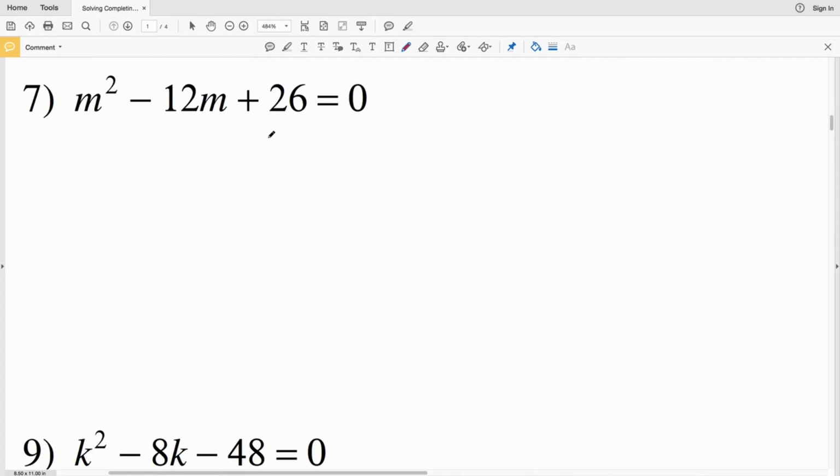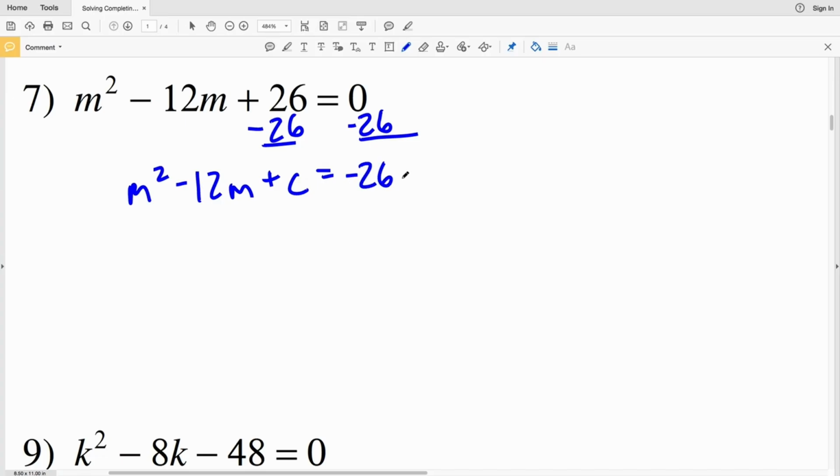In number 7, I have m squared minus 12m plus 26. So I'll subtract 26 from both sides. That'll give me m squared minus 12m, and in order to complete that square, I'll need to add some c value. And then I'll have negative 26 on my right-hand side, and then I'm also going to have to add the c value to that as well. Since I added it to the left, I'll need to add it to the right.